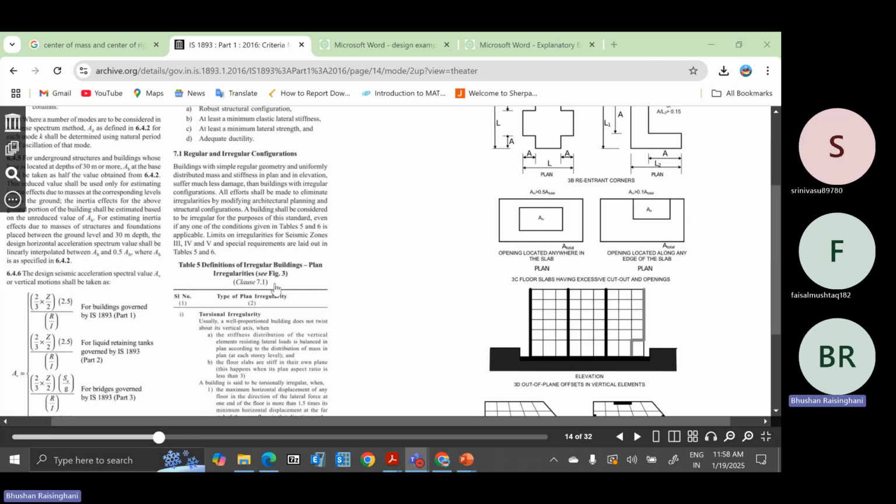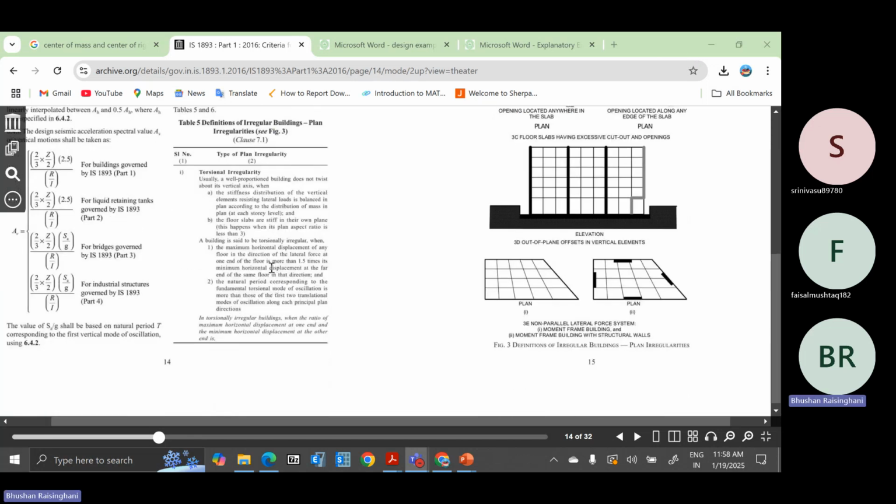So this is the second requirement of the code, that our floor or the building should not be so flexible that it governs in torsion by a parameter of 1.5 times the horizontal displacement.